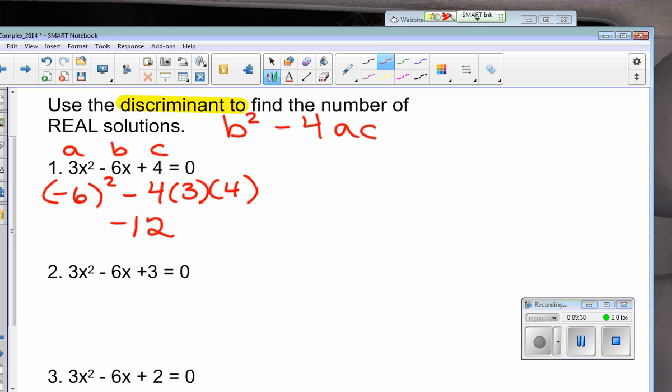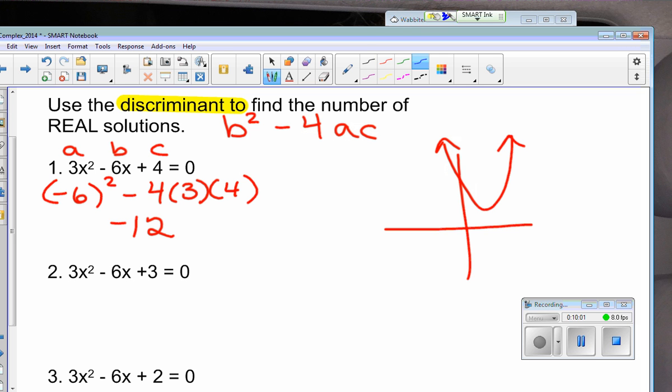Because I get a negative number, how many real solutions do I have? 0. What would the graph of this look like? It's a parabola that does what? Does it ever cross the x-axis? No. Okay, it's not going to cross the x-axis. The parabola is going to look something like that, or it doesn't ever cross.